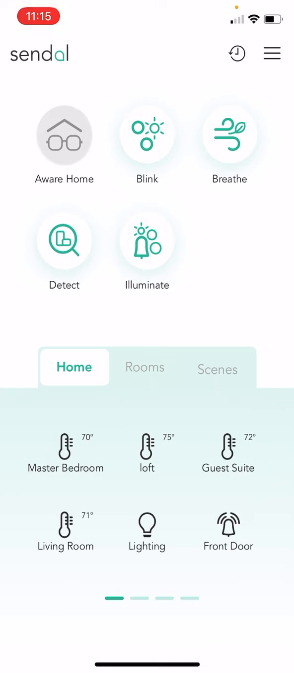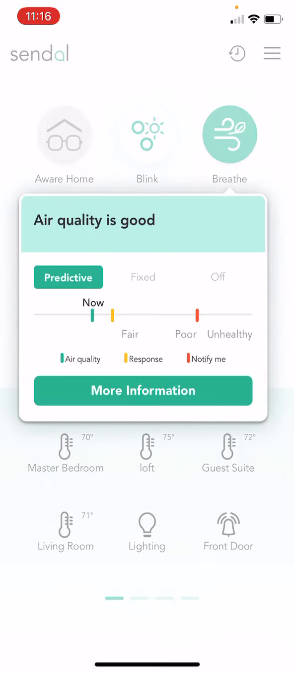The indoor air quality sensor data comes from AirThings sensors throughout the home. The service that specifically takes advantage of those sensors is up here in the top right-hand corner, the Sendal Breathe service. Let's take a deeper look at this.